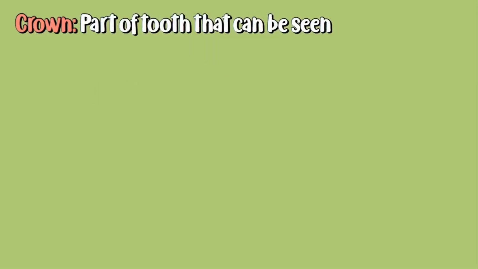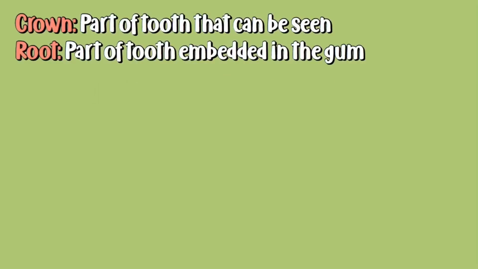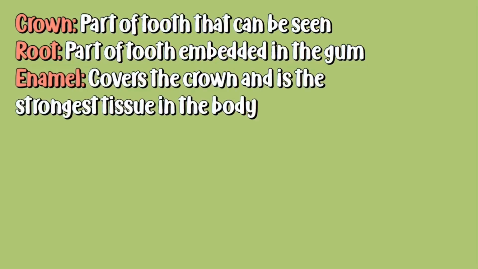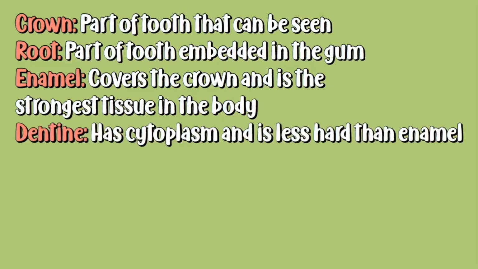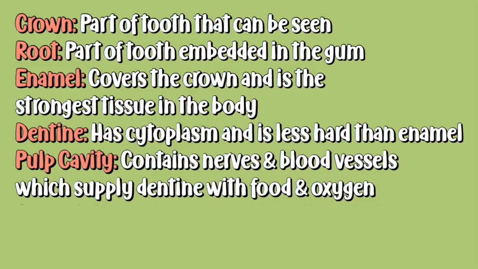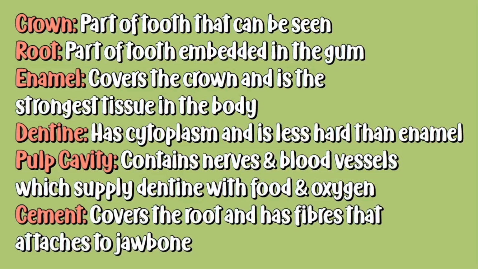So the crown is the part of the tooth that could be seen, the root is the part of the tooth embedded in the gum. The enamel covers the crown and is the strongest tissue in the body. The dentin has cytoplasm and is less hard than the enamel. The pulp cavity contains nerves and blood vessels which supply dentin with food and oxygen. And lastly, we have cement, which covers the root and has fibers that attach to the jawbone.